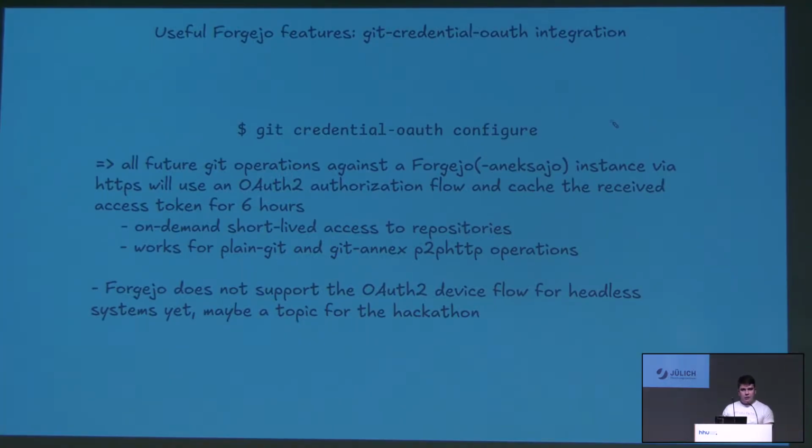So you don't have to manage long-lived keys like SSH keys or access tokens yourself, but can get them on demand in a short-lived configuration. And thanks to the integration of P2P HTTP, this just works for git-annex as well. One thing to note, Forgejo does not support the OAuth 2 device flow yet, which would be useful for headless systems, like the mentioned HPC systems. That's something I might want to address at the hackathon.